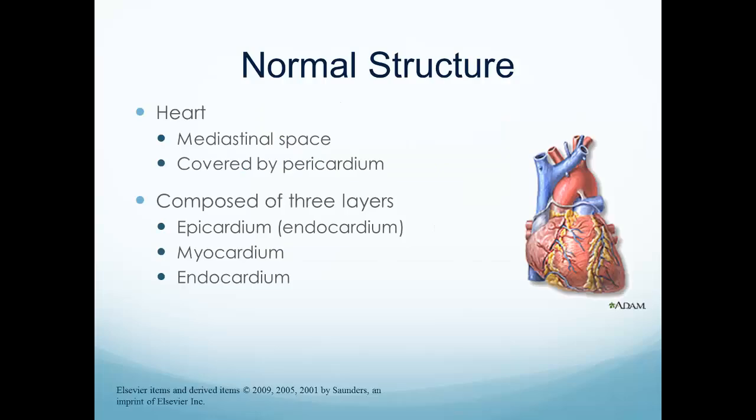So first of all, let's go back and review a little bit of the normal anatomy. Here is a picture of the heart over on the right-hand side, and you can see that it's usually contained within the mediastinal space. The mediastinal space is the space in the middle of the chest wall. So we have the two lungs, one on each side, then we have this space in the middle.